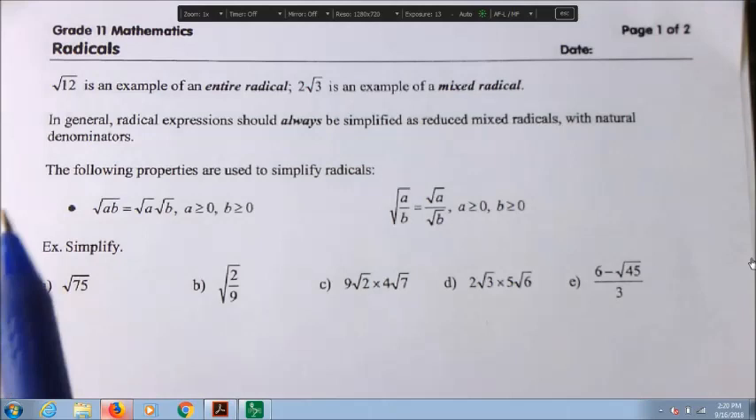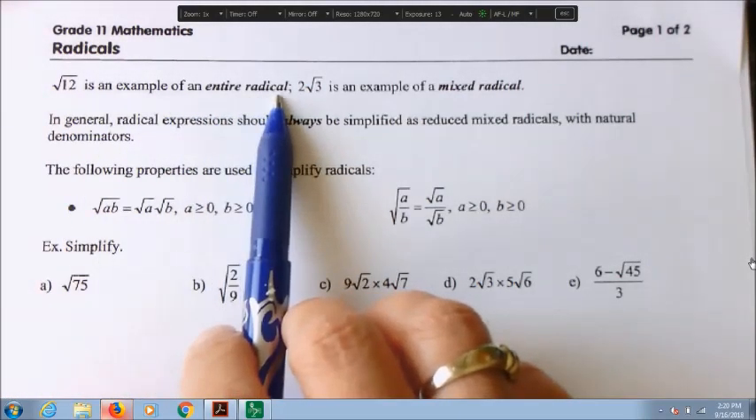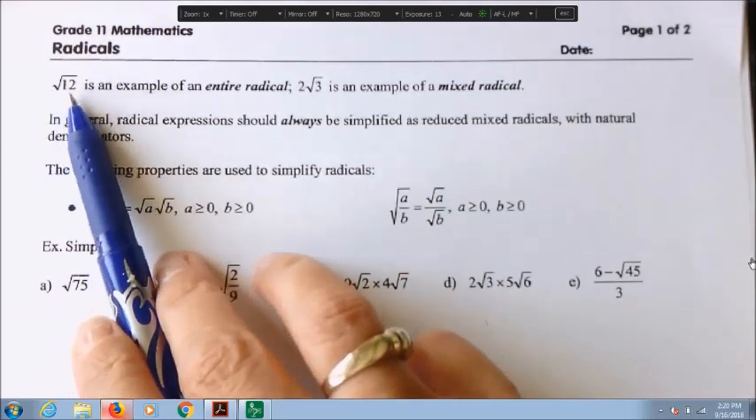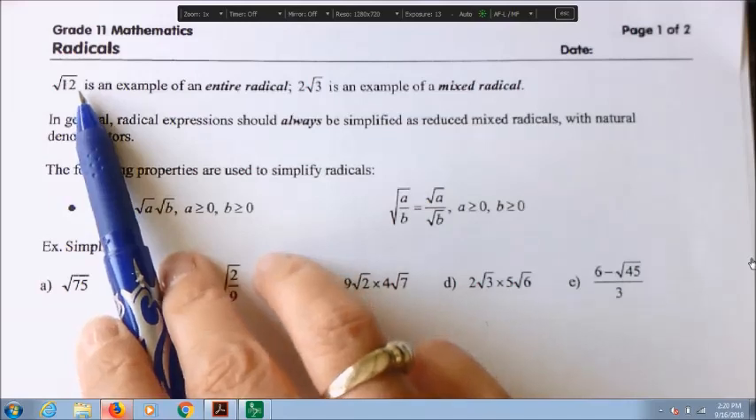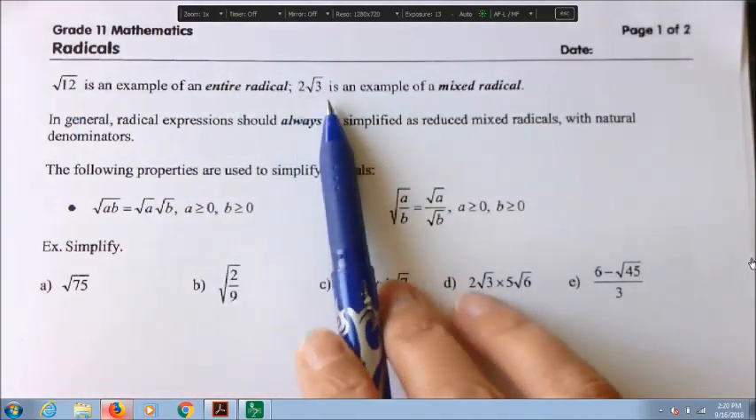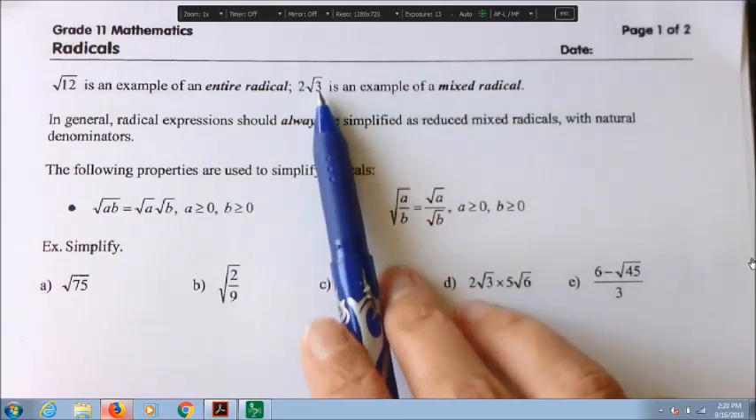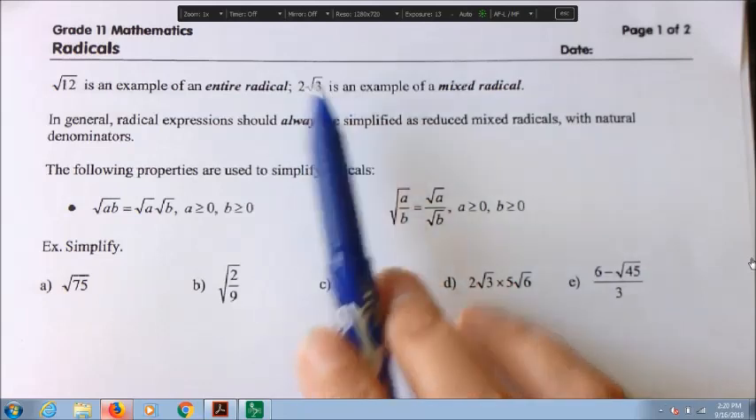Square root of 12 is an example of an entire radical. The square root of 12 has one number underneath a square root sign, and we're going to be able to simplify it, and I'll show you how. 2 root 3 is an example of a mixed radical. So a mixed radical has a number under the square root sign, but also has a number in front, and this is multiplication.